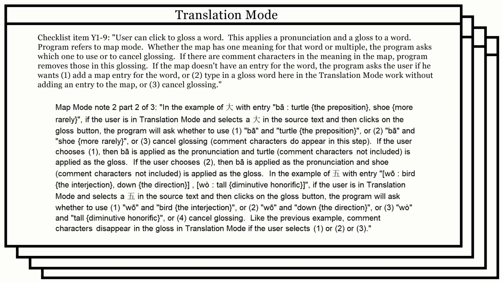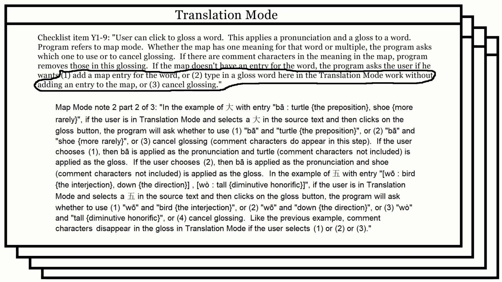Like in the previous example, comment characters disappear in the gloss in translation mode if the user selects 1 or 2 or 3. Okay, in that step where it's asking you which one you want to choose, the options do show up with the comments from the comment characters, and then when you select one, it applies a gloss word here in translation mode, and that gloss does not include the comments. Okay. All that is what happens when there is an entry in map mode, and when you try to gloss a word in translation mode and there's no entry for that word in map mode, there were those 3 options.